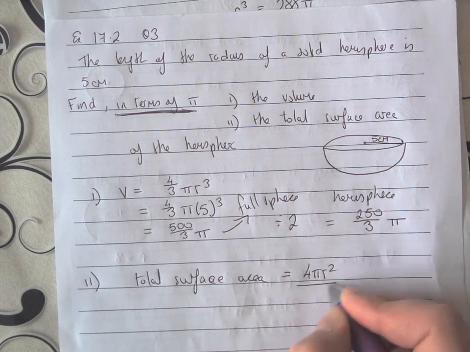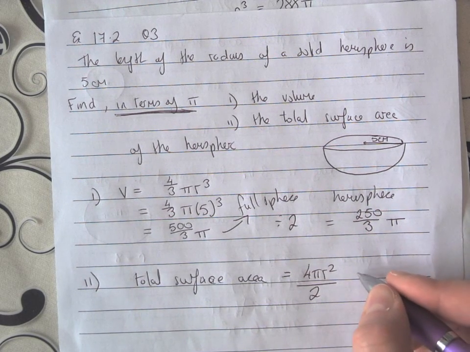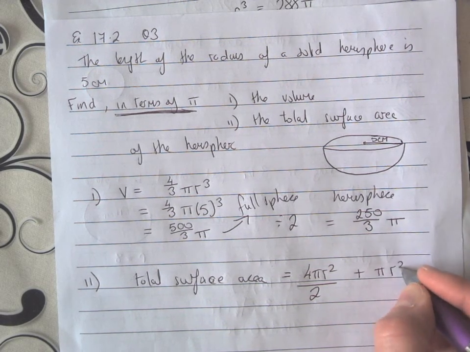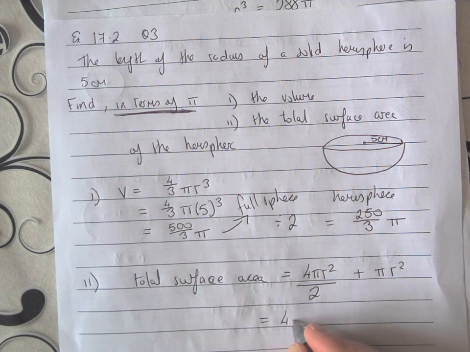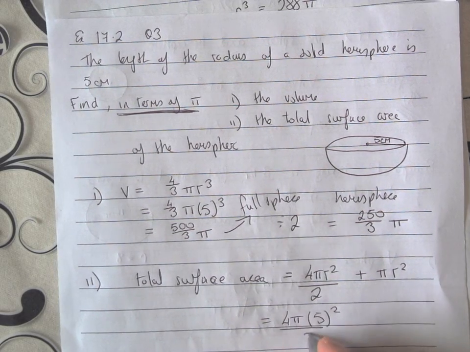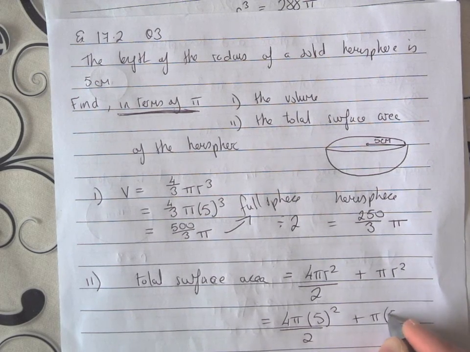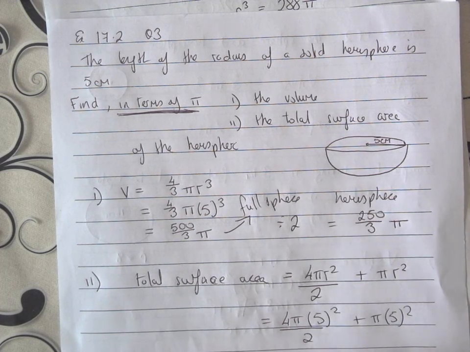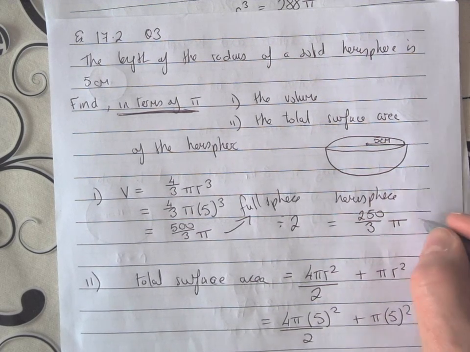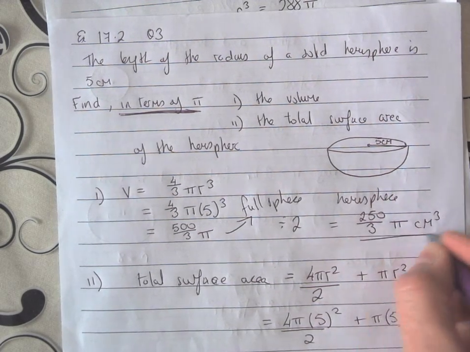And we're going to put that over 2. And then we're going to add on a circle. So the area of a circle is pi r squared. Okay, so 4 pi 5 squared over 2 plus pi 5 squared. Into your calculator and you'll get 75 pi centimeters squared. This is centimeters cubed up here because it's volume.